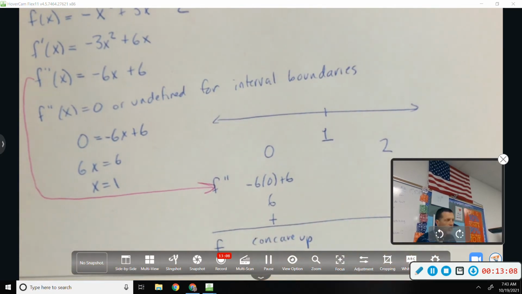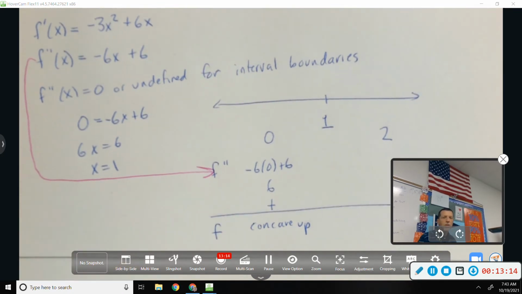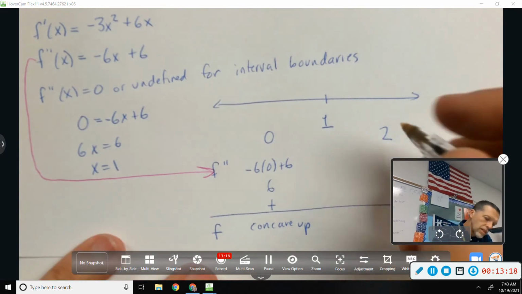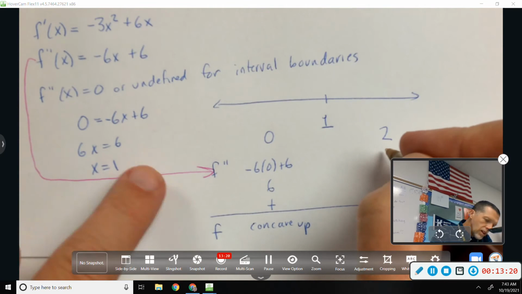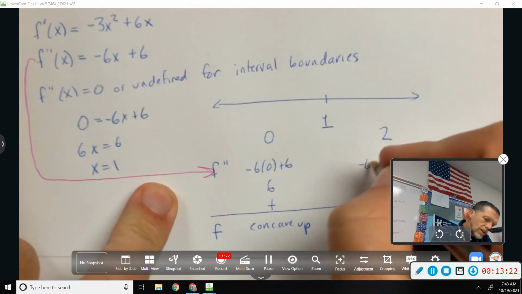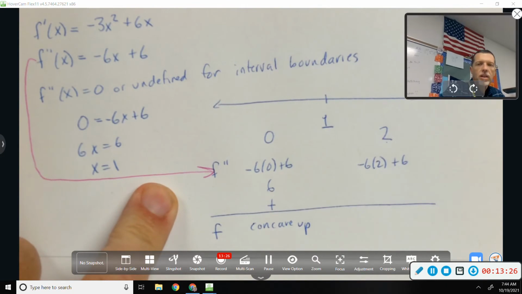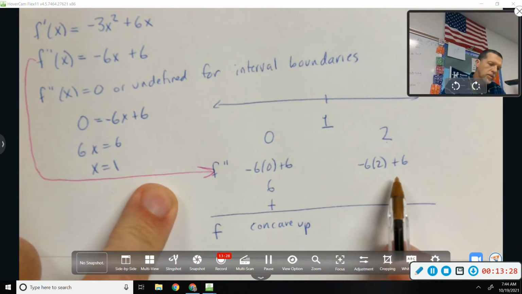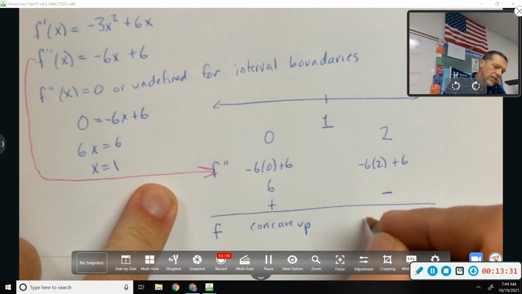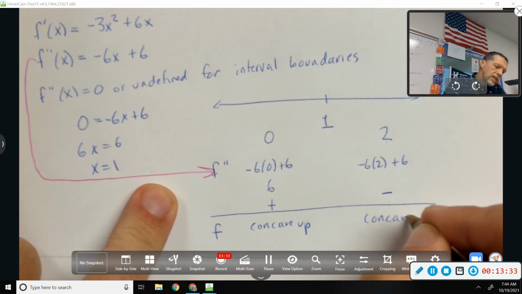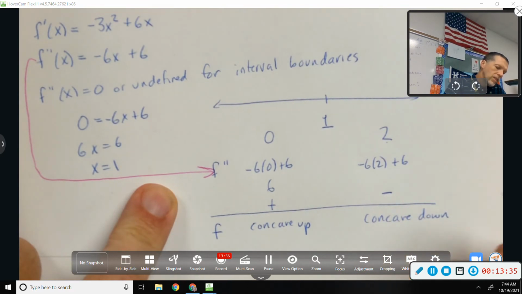So first derivative tells me slope, which leads to increasing, decreasing stuff. Second derivative tells me whether we're concave up or concave down. And if we plug in 2, negative 6 times 2 plus 6. So negative 12 plus 6 is negative. So f is concave down.